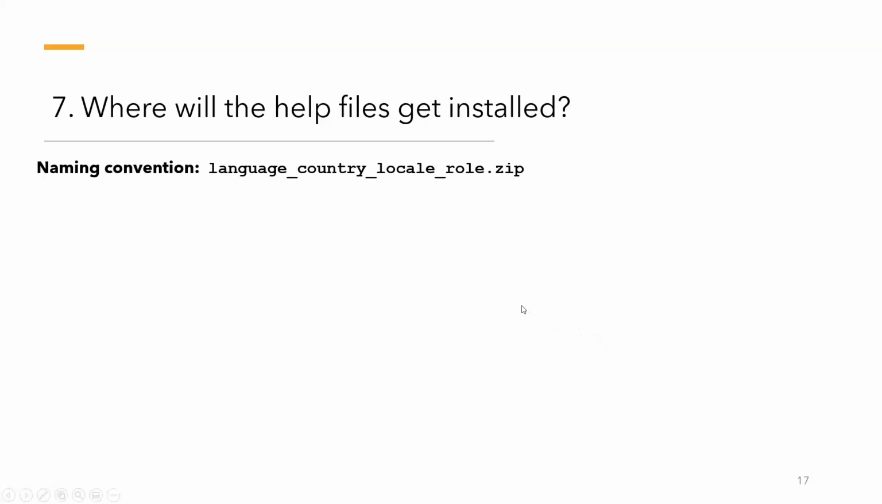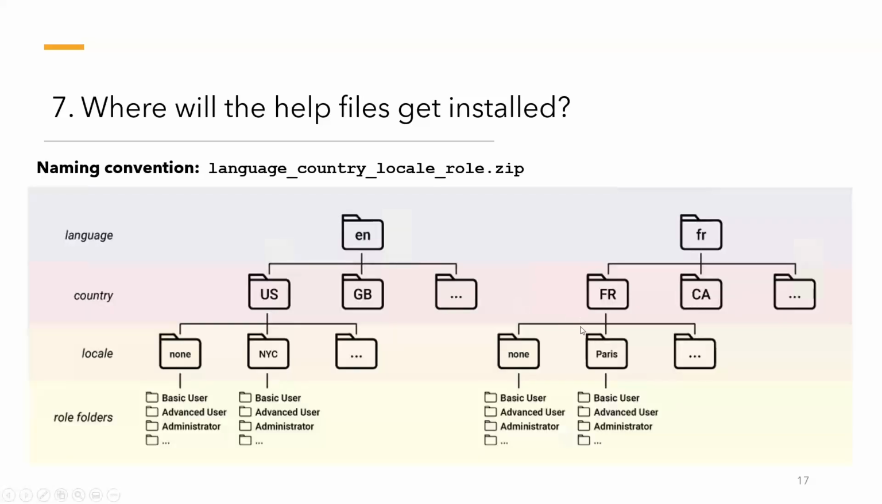So if we're looking at that naming convention again, our software developers wanted the help files organized in a hierarchy according to the file naming convention of language, country, locale, and role. This is crucial information for the software developers so that they could take our output from our Flare project and install it in the correct location, either on the server or when they're unpacking the Windows install.